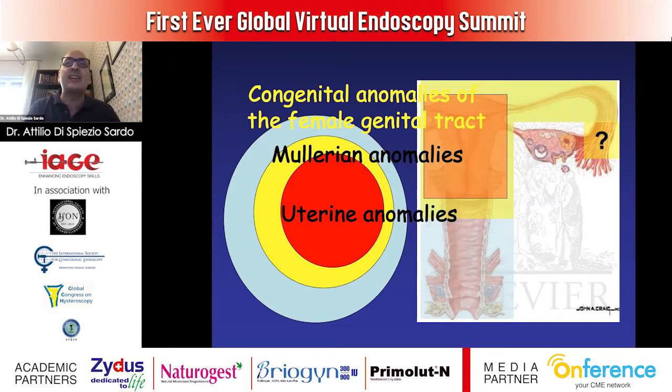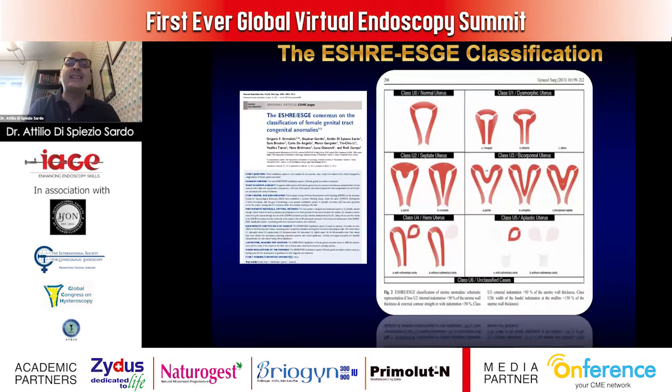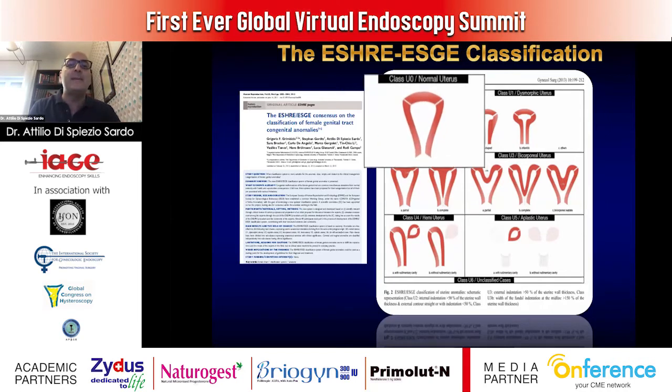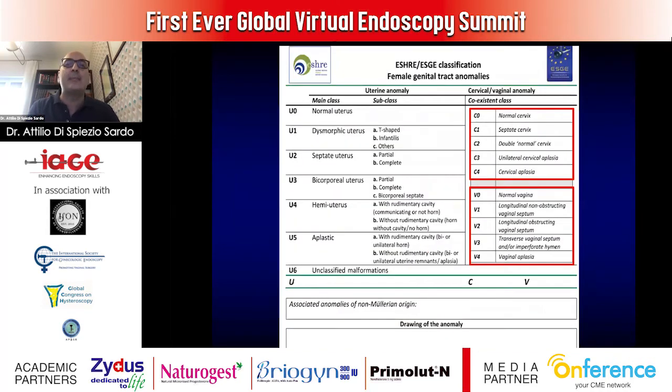That's why sometimes they are used as synonyms, but it's important that you understand that uterine anomalies, congenital anomalies of the female genital tract, and Mullerian anomalies are not synonymous. And you know that the ESGE-ESHRE classification system has tried to put a little bit of order in the mess of the available classification systems in international literature. And first of all, it has established the possibility that a normal uterus can be defined, and also that a normal uterus sometimes can be associated with anomalies of other tracts of the female genital tract, like cervix, like vagina.